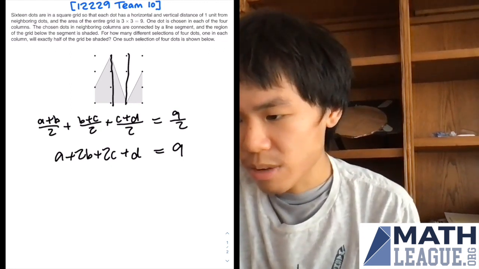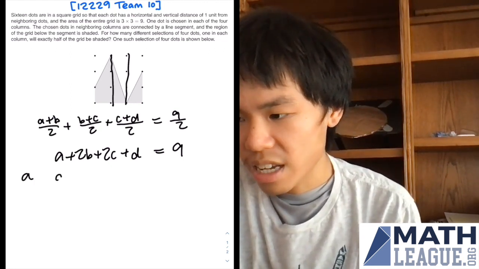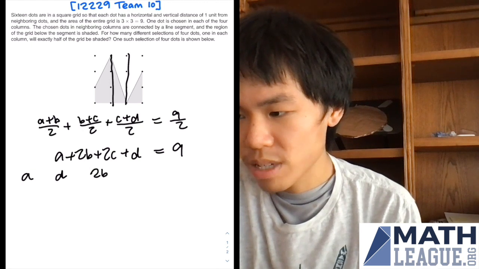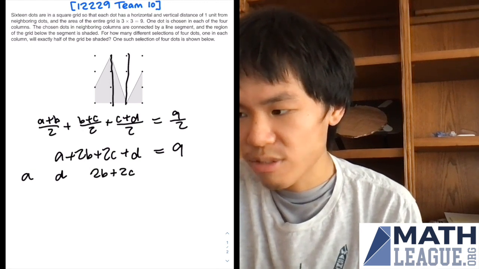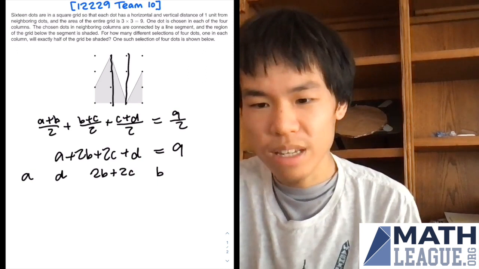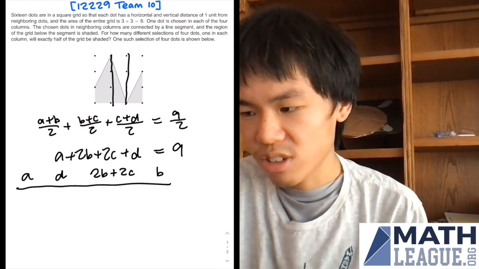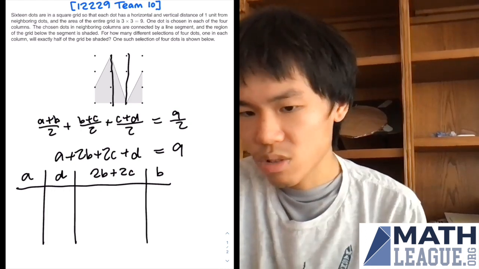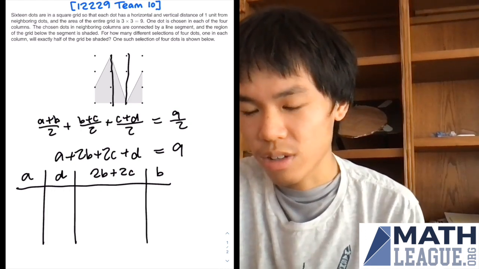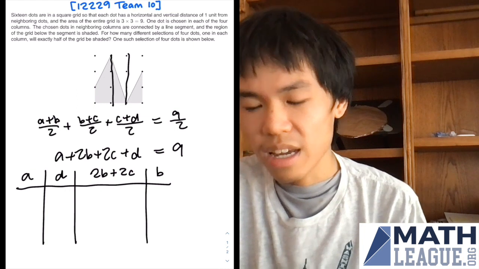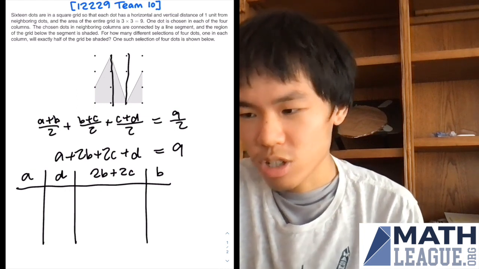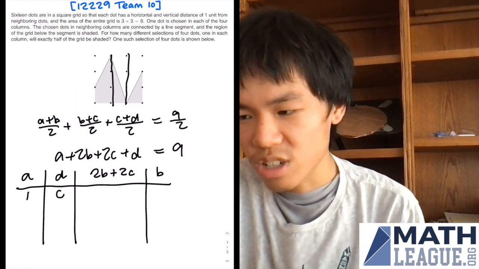I'm going to start by writing this little table with a and then d, figuring out what 2b plus 2c is, and then figuring out what b is. And once you figure out b, you can figure out what c is. Okay, so now after I complete this table, I can start by figuring out the value of a. Well, a has to be greater than d, so a can't be 0, so we can start with 1 for a and 0 for d.